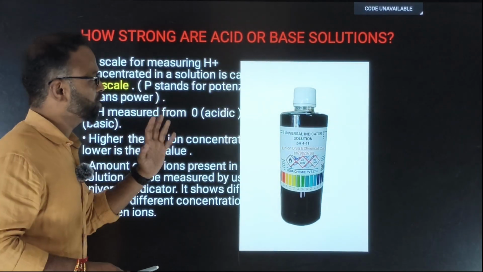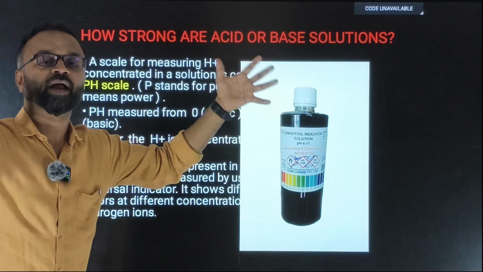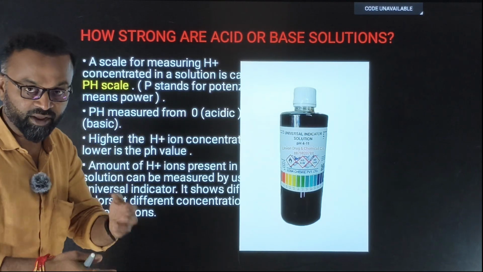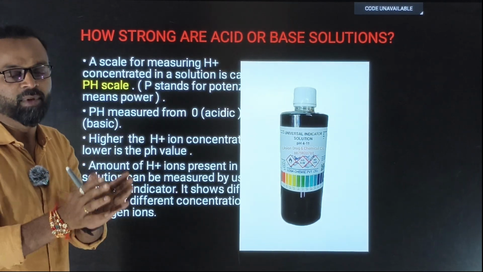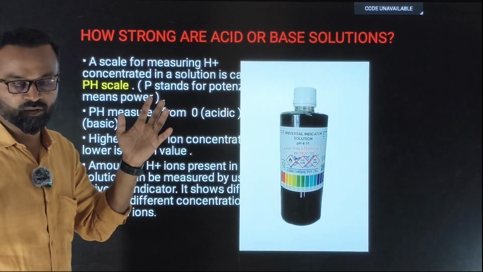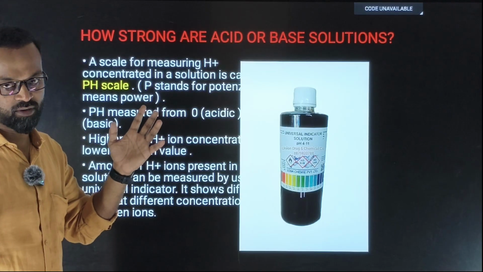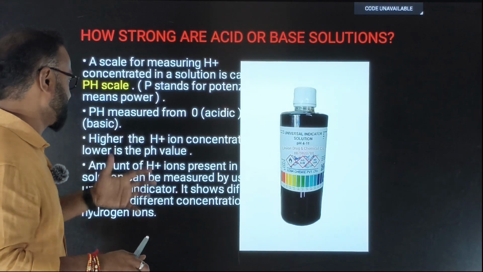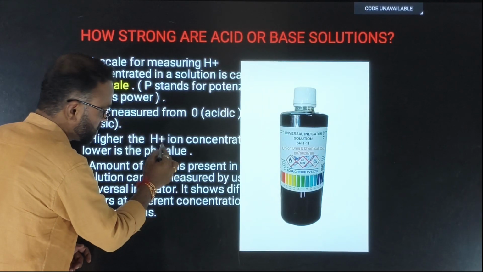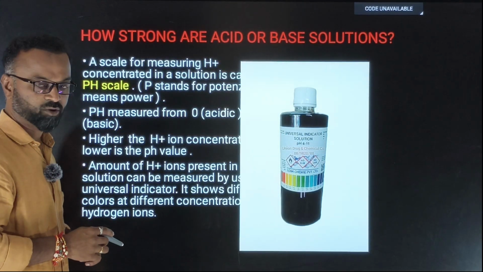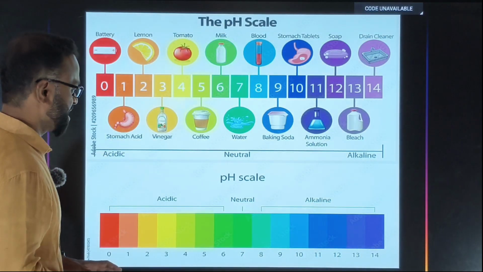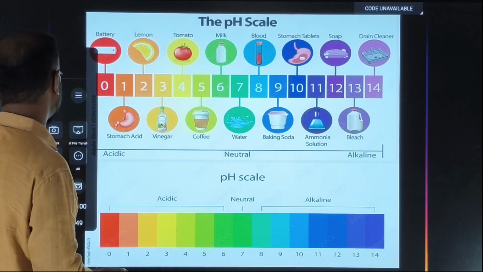So how is this pH scale or universal indicator made? By combining several other indicators, synthetic or natural, they make one universal indicator that is common for all the different solutions. That is called the pH scale. So it depends on what? The pH scale is based on H plus ions, remember. Let us try to understand. I'll tell it as simply as possible. It's very simple, don't get confused.